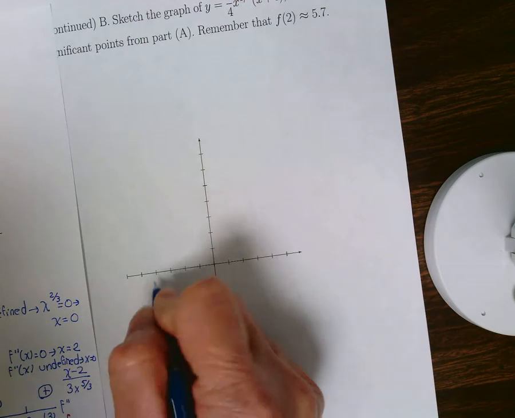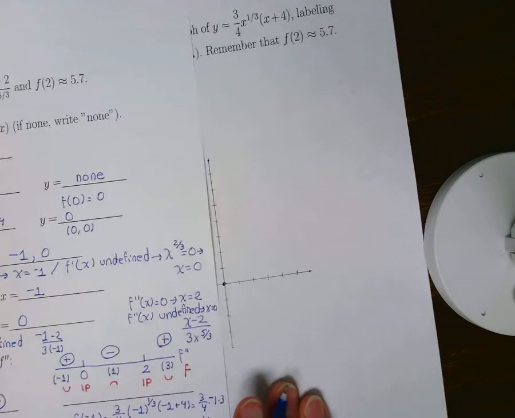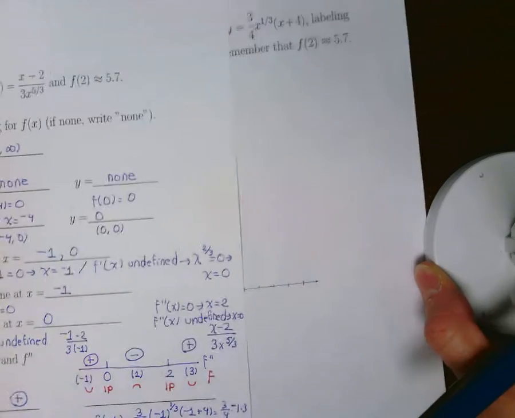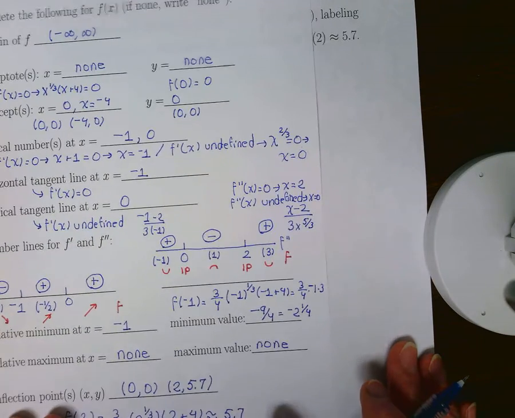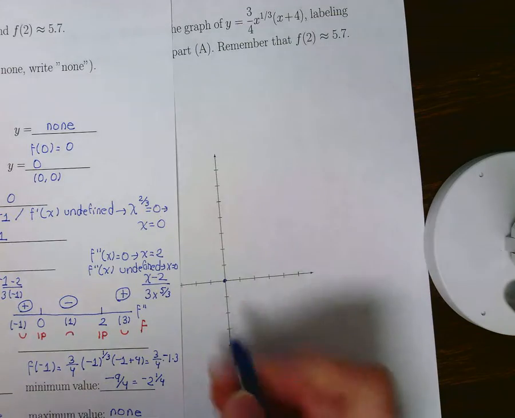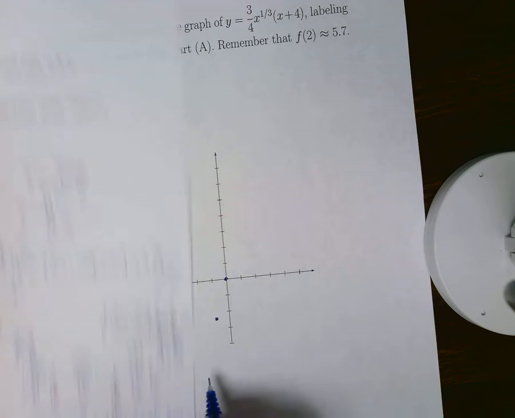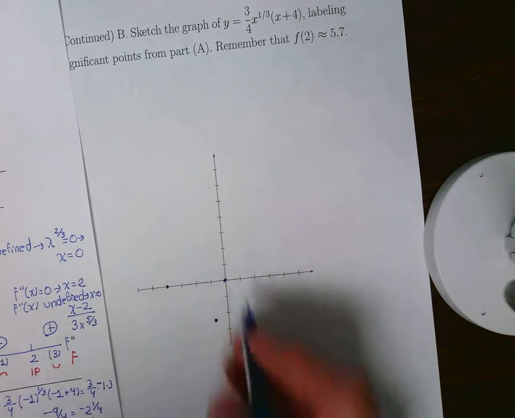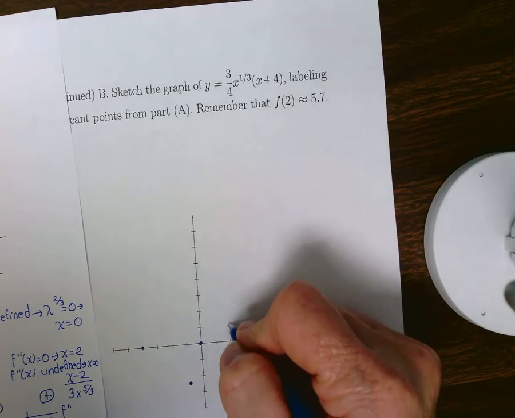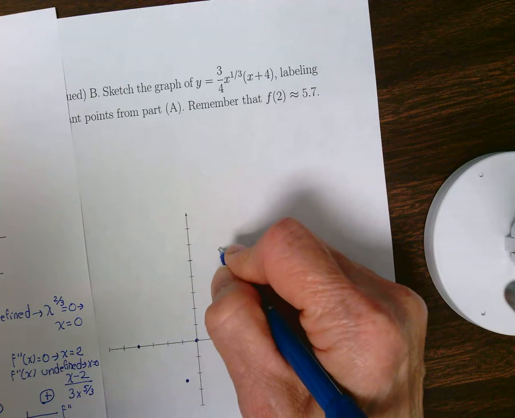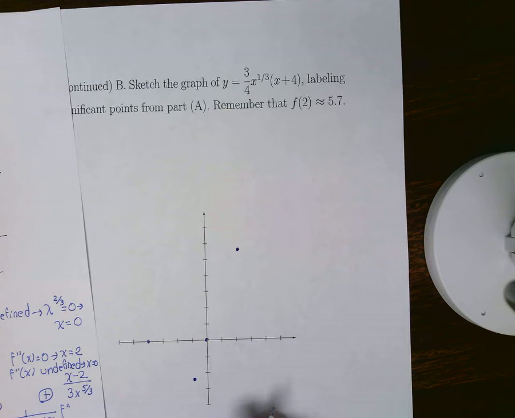We have no asymptotes. So we have our 2 intercepts. Then we had our critical numbers, and those occurred at -1, and we found the function value at -1 was -2 1/4. And then we had our inflection points at (0, 0) and (2, approximately 5.7). 1, 2, 3, 4, 5.7 would be right about here. So those are the points that we know on the graph.